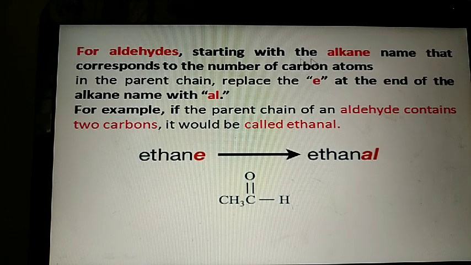For aldehydes, start with the alkane name that corresponds to the number of carbon atoms. In the alkane, the E is replaced by AL, and the molecule becomes an aldehyde. If it is replaced by OL, the molecule will be an alcohol. So it is very easy to differentiate aldehyde and alcohol: in alkanes, replacing the E by AL gives an aldehyde, and OL gives an alcohol. We have studied alcohols well in the third semester. The best example is acetaldehyde, CH3CHO.